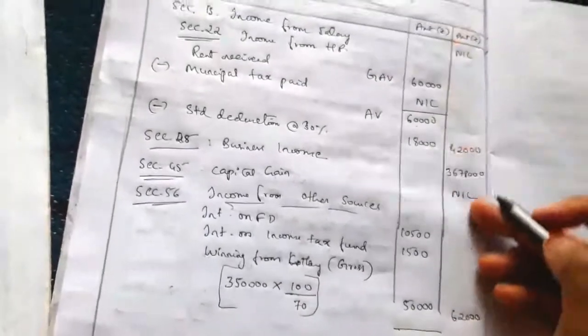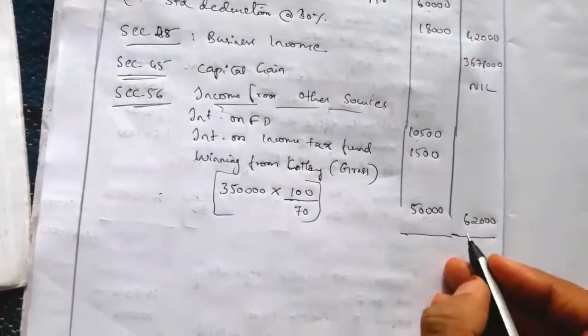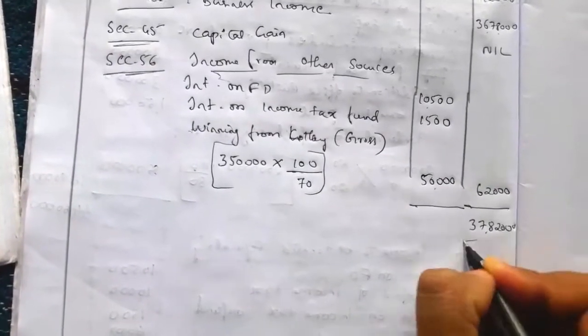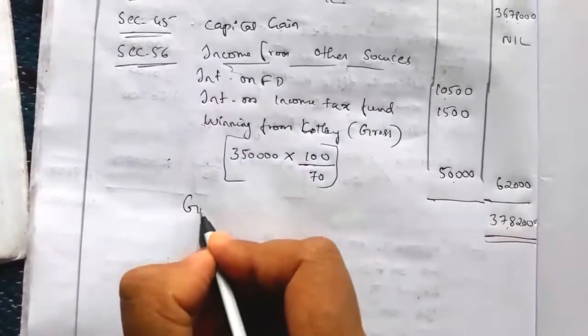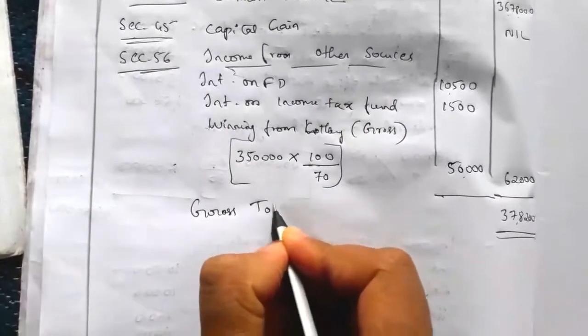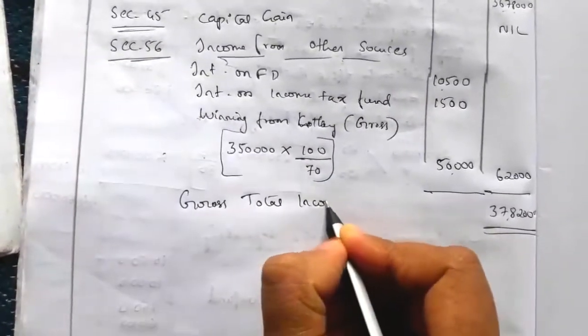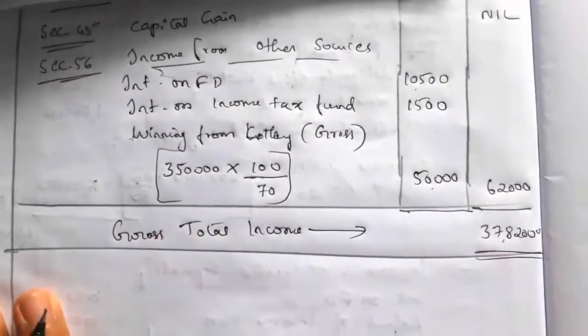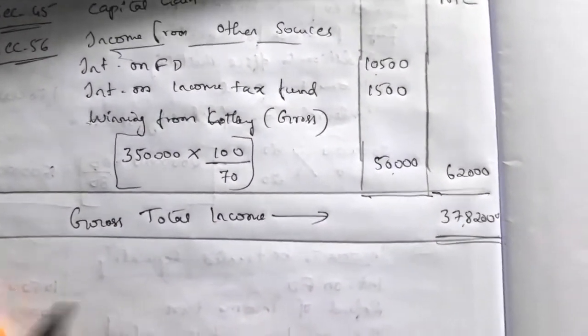Now total the five heads of income, that is equal to 37,82,000, which is nothing but GTI, gross total income. So GTI is equal to 37,82,000.